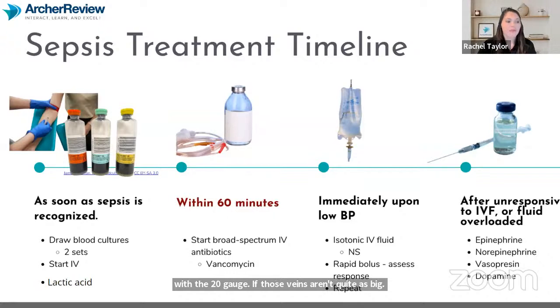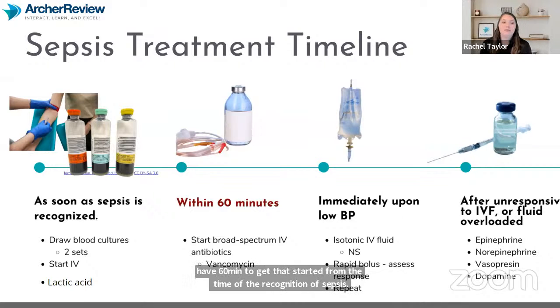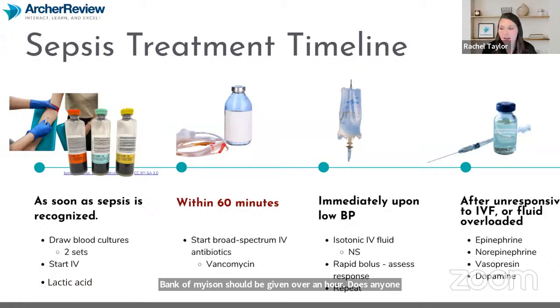Absolutely. Now, the other thing that we need to do within 60 minutes of them flagging, hey, I think they have sepsis, we need to start vancomycin. We have 60 minutes to get that started from the time of the recognition of sepsis. Vancomycin should be given over an hour. Does anyone know why we give vanc over an hour? Why don't we give it quicker than that?